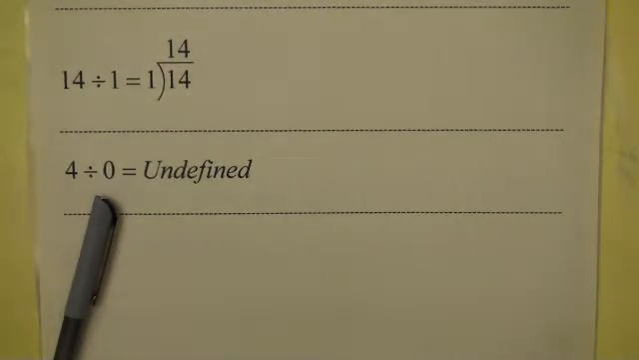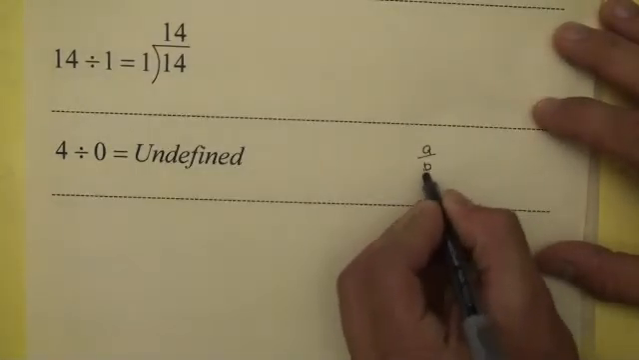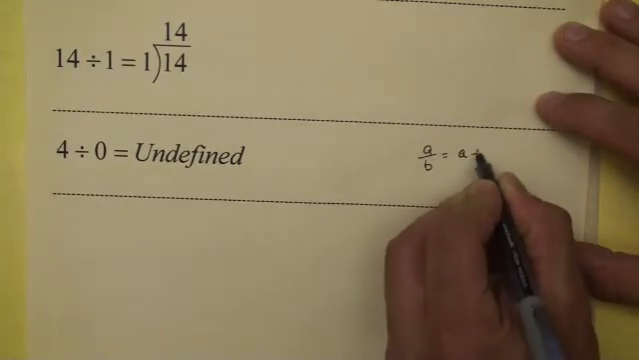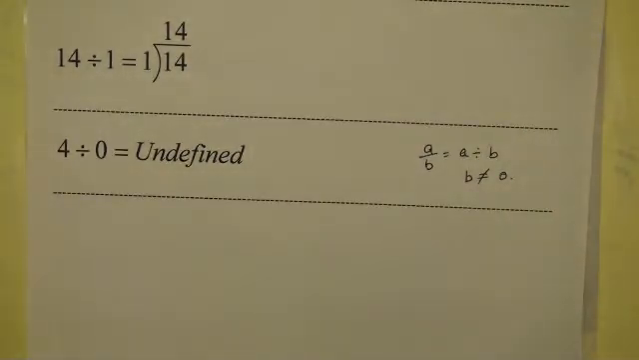Another reason is this. Part of the definition of a fraction is that A divided by B is A over B, where B cannot be 0. There's one other thing that has to be true as far as the definition of a fraction is concerned, and those videos are coming soon. But one thing is that B cannot be 0. So as far as the definition of a fraction is concerned, you cannot have a 0 in the denominator. So therefore, 71 divided by 0 is also undefined.